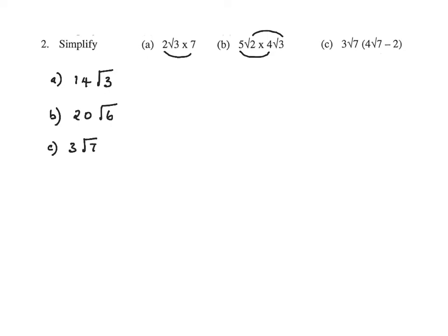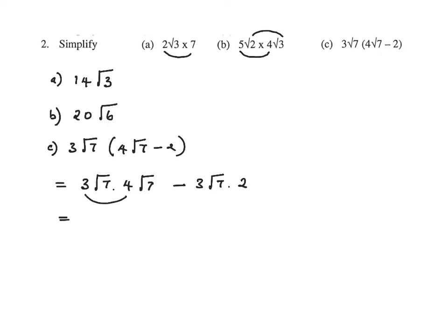So we've got 3 root 7 times 4 root 7 minus 2. Expand the brackets, so we'll have 3 root 7 times 4 root 7, and we've got a negative then, 3 root 7 times 2.